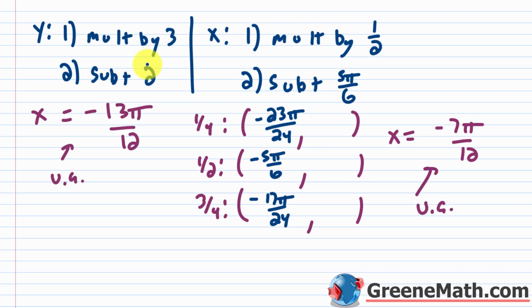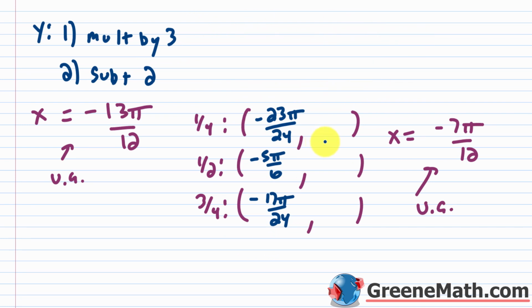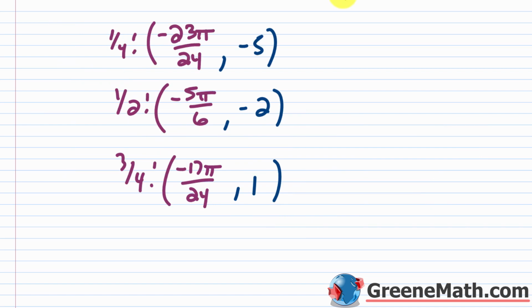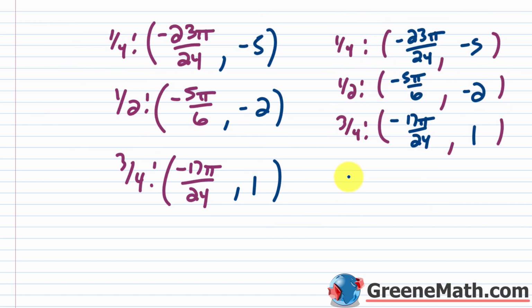Okay, so that's done. So now we're working over here with the y values. You can just get rid of this. You don't need it. So you have, for the quarter of the way through, negative pi over 4 comma negative 1. So negative 1 times 3 is negative 3, and then minus 2 would be negative 5. And then you have 0 comma 0. So 0 times 3 is 0. Then minus 2 is negative 2. And then you have pi over 4 comma 1. So 1 times 3 is 3. And then minus 2 is going to be 1. I'll just come back up so you can compare them. You have your negative 23 pi over 24 comma negative 5, your negative 5 pi over 6 comma negative 2, and your negative 17 pi over 24 comma 1.